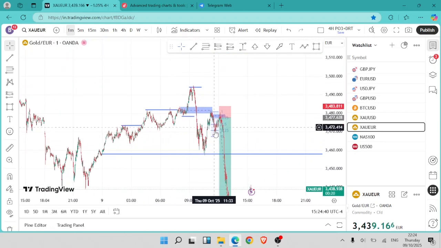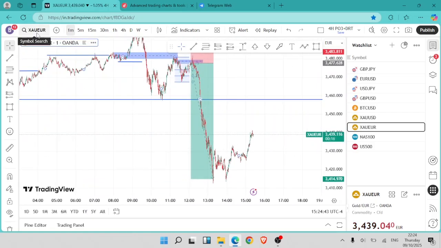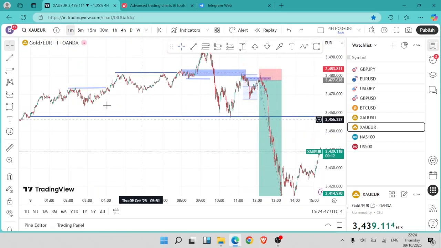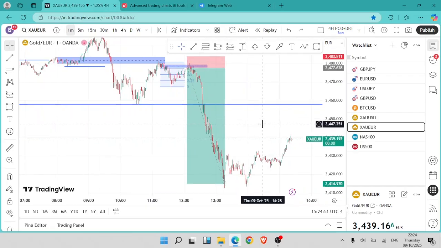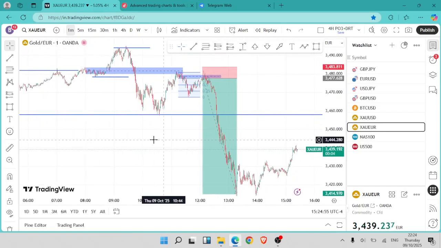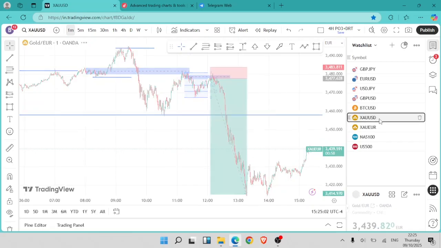And that was a beautiful trade for XAU euro. This is actually XAU euro. We are here trading gold against euro, not silver against euro, right? So that is how you do that.